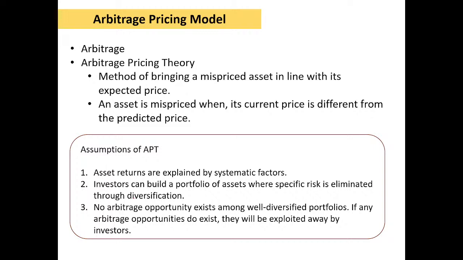pricing model, such as asset returns are explained by systematic factors. Investors can build a portfolio of assets where specific risk is eliminated through diversification. No arbitrage opportunity exists among well-diversified portfolios. If any such arbitrage opportunities do exist, they will be exploited away by the investors.